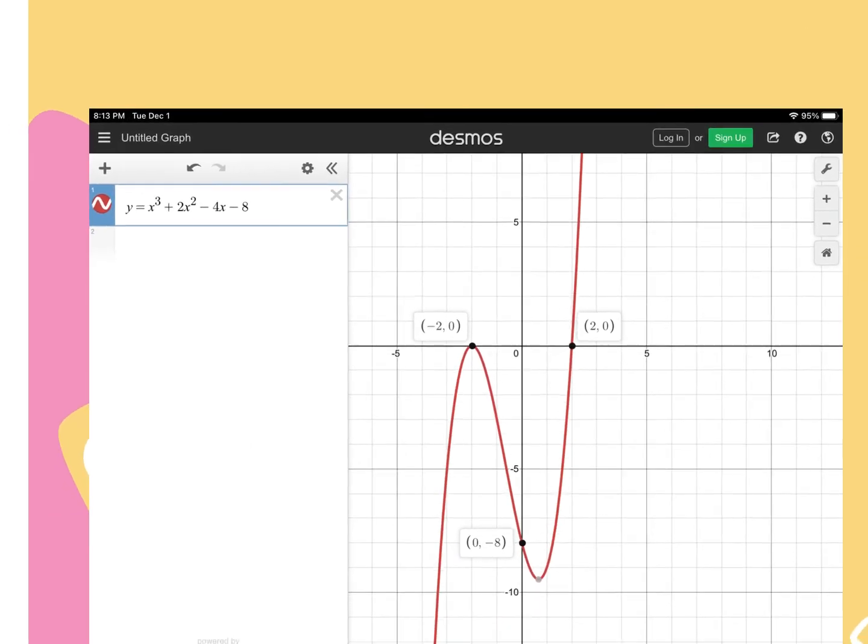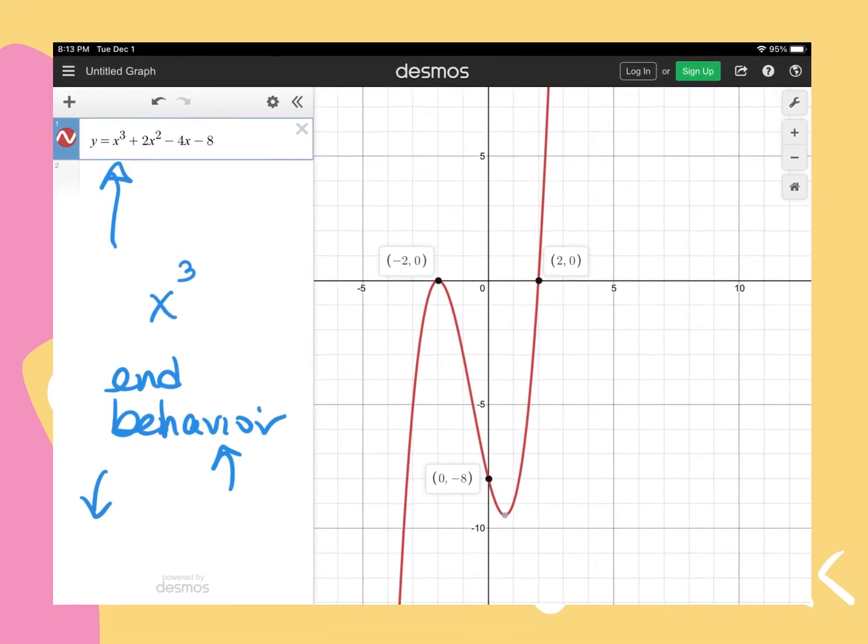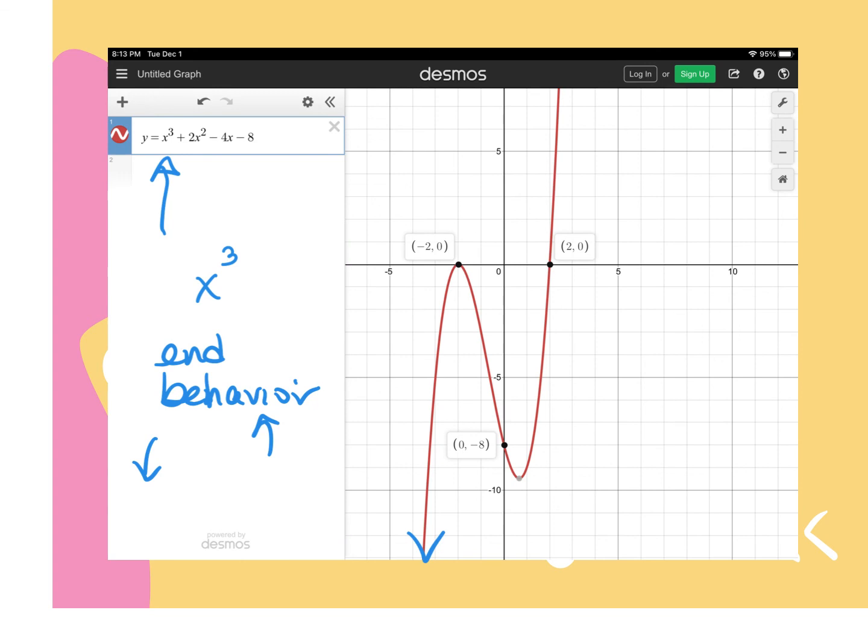Now, notice also my biggest exponent is an x cubed. Remember, the end behavior for an x cubed is going to fall to the left and rise to the right. And that's what's happening here in my Desmos graph. It's falling to the left and rising to the right.